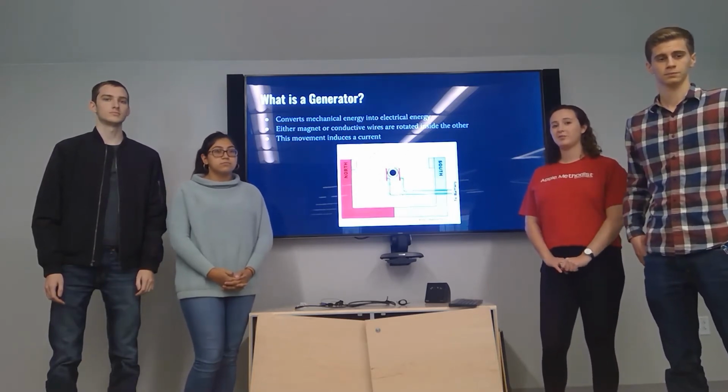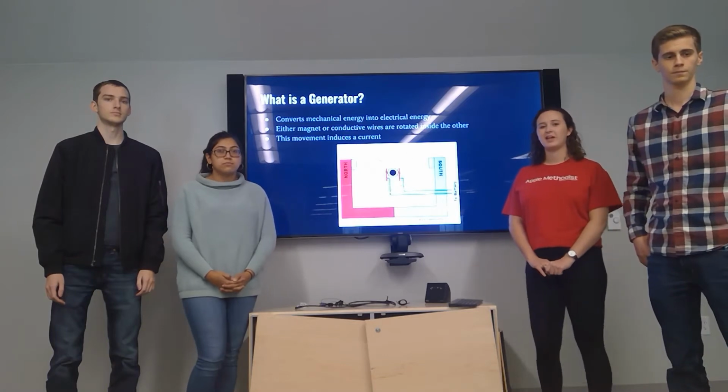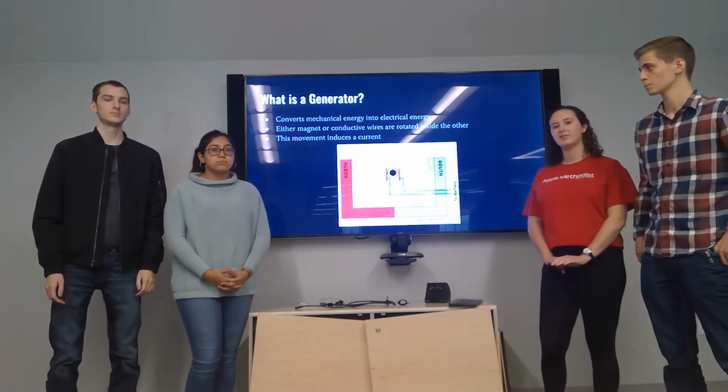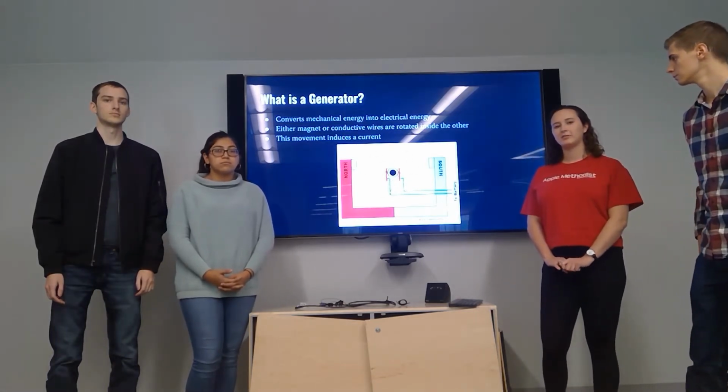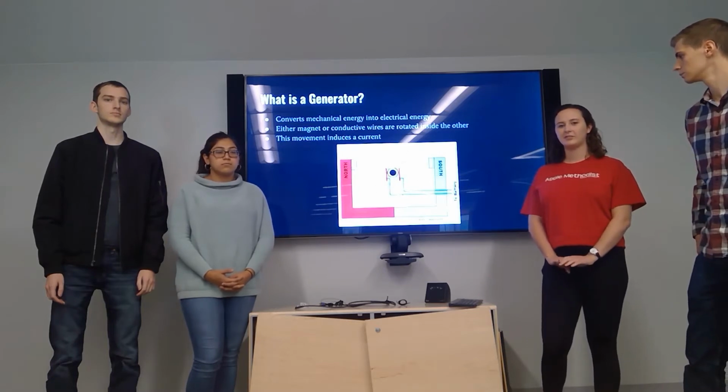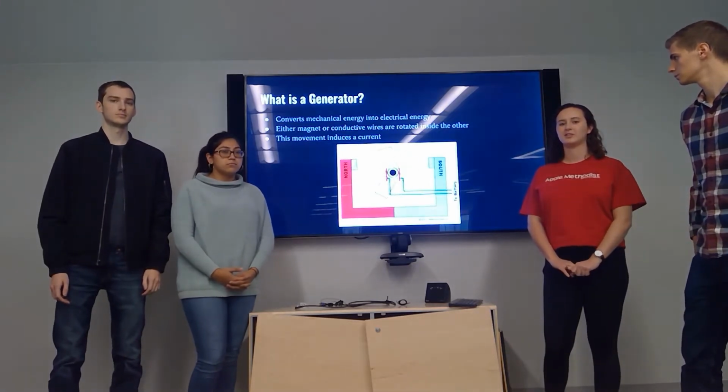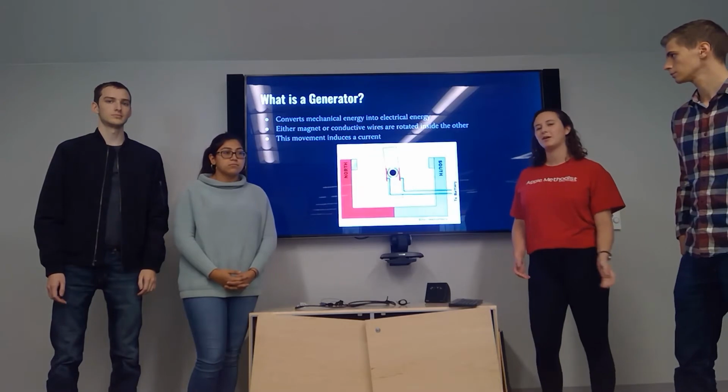The other way is if we rotate a conductive coil inside of a magnet, the coil will go inside and outside of the magnetic field, which also induces a current, which is then used to power whatever you need to.